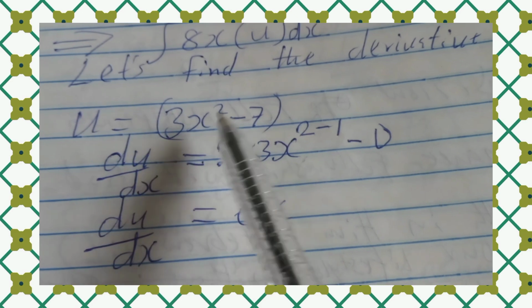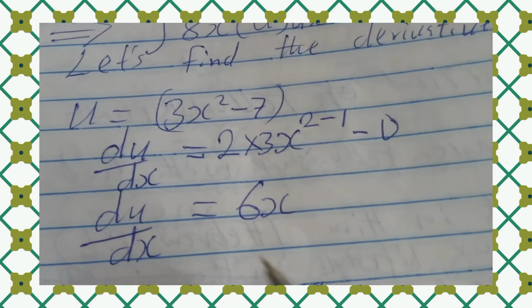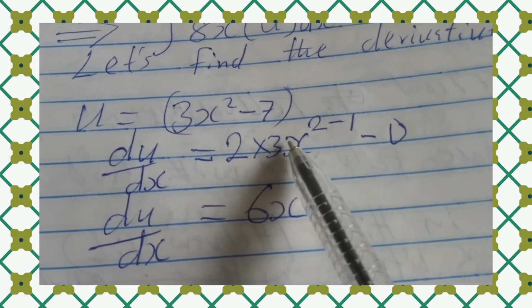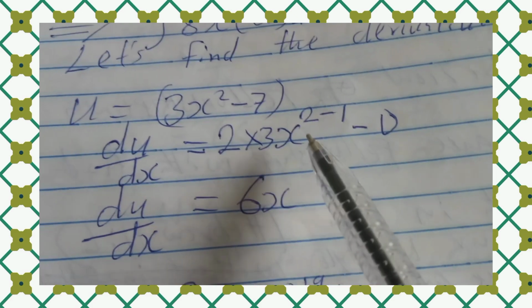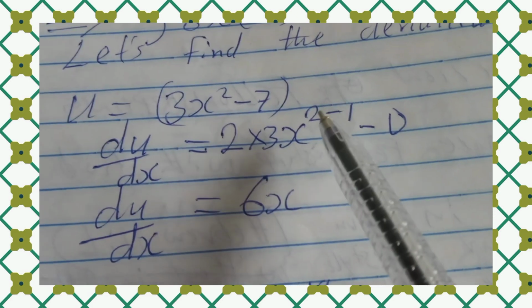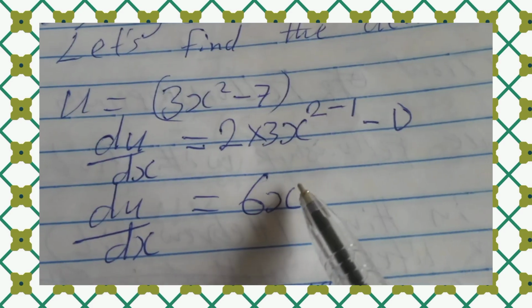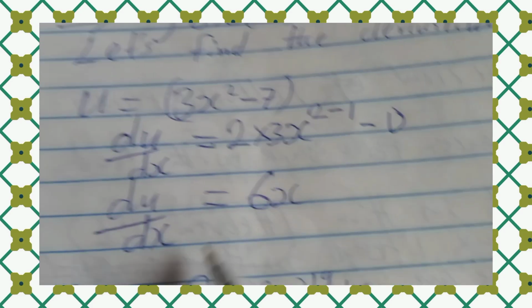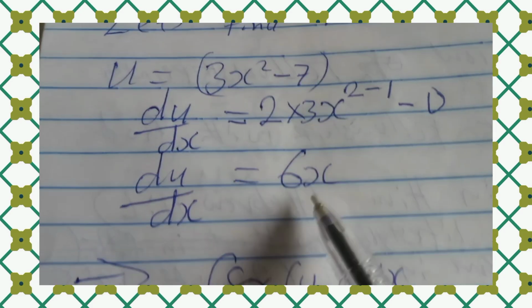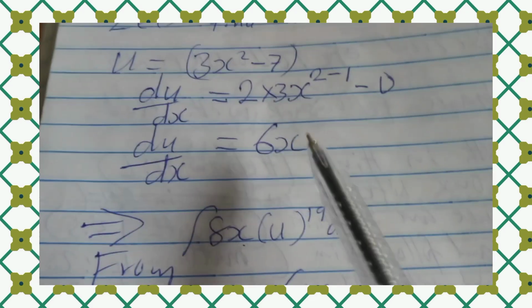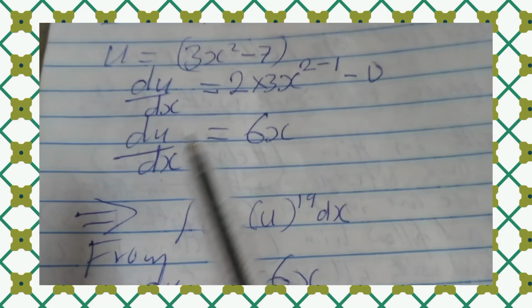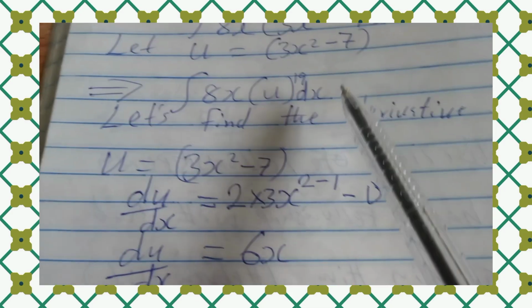So the derivative of this u will become what? 6x, because 2 times 3 is 6. Then we have x here. 2 minus 1 is what? It is 1. So x to the power of 1 is the same thing as x. That's why du over dx becomes equal to 6x. So in this case, we have 6x now, but we are not looking at du over dx. What we are looking at is how to get this dx.